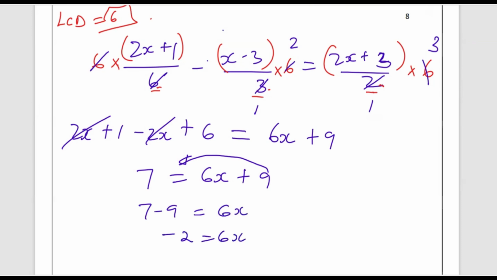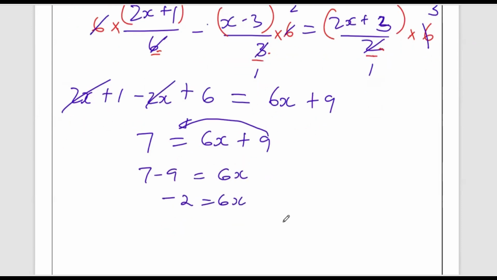And then we divide both sides by 6. So it's over 6 and over 6. That cancels that. Our x becomes negative 1 over 3. We prefer the answers to be just fractions. Don't give us 0.333, no, just 1 over 3. That's enough. You walk away.